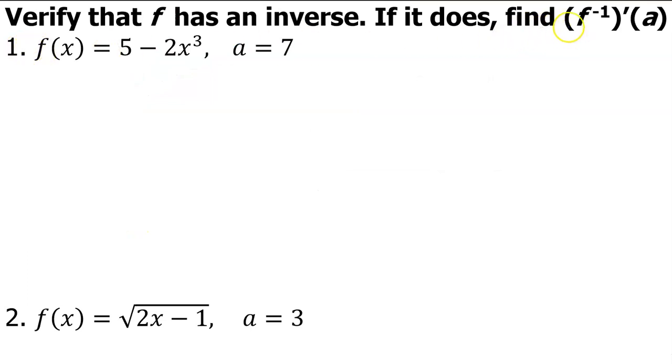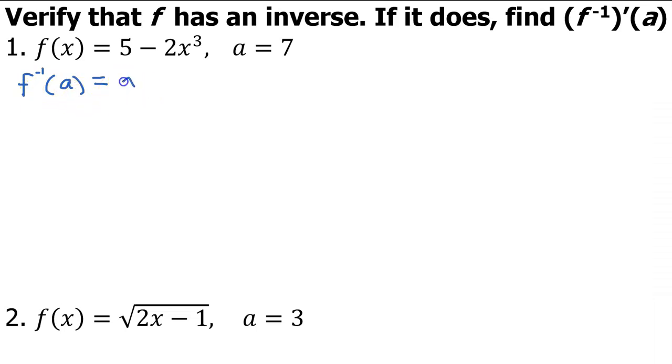For the next few problems, we need to evaluate the derivative of f inverse at a value of x equals a. For problem number 1, function f is 5 minus 2x to the third power, and the a value at which we will evaluate is 7. So here's step 1. We are supposed to evaluate the derivative of f inverse at a, but we start with simply f inverse at a. We need to find this.